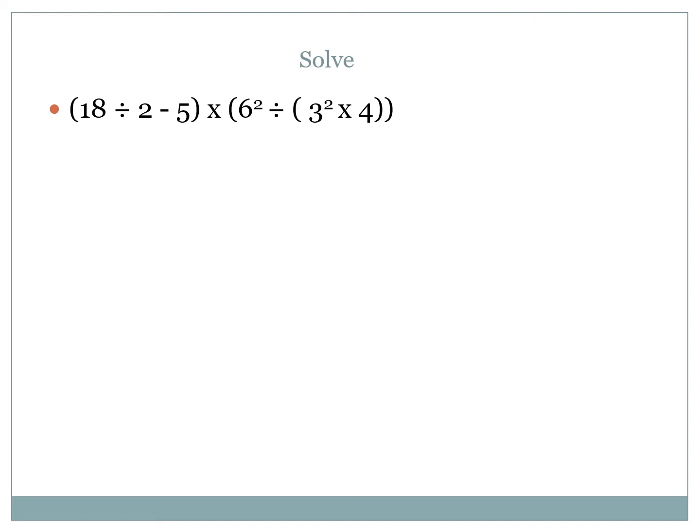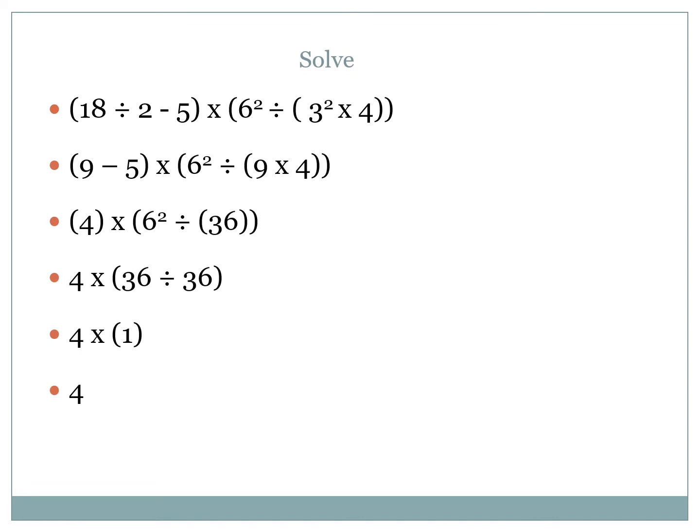Okay, are you ready for my solution? Here's what it looks like when it's all done. So you start with that first bracket. 18 divided by 2 is 9. So I simplify that to be 9 minus 5.